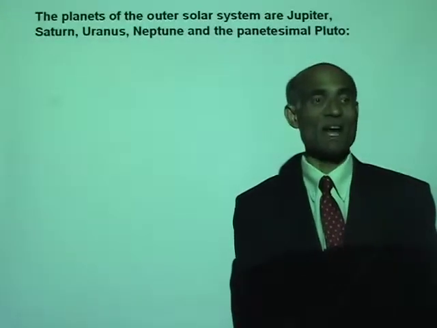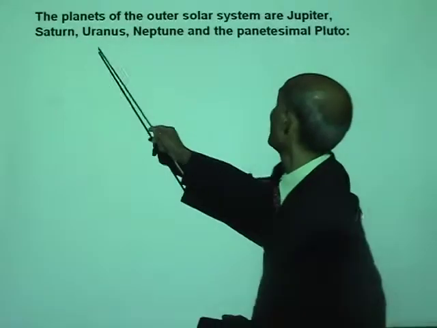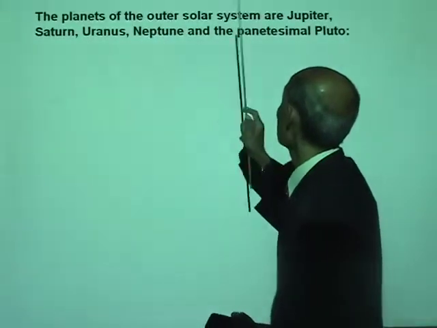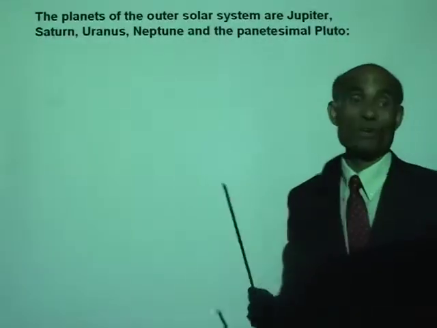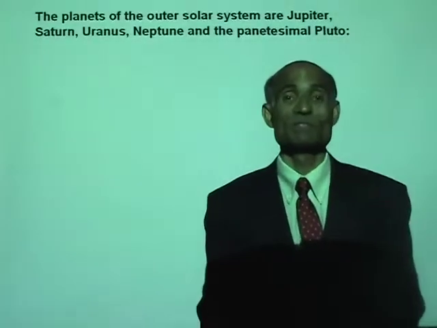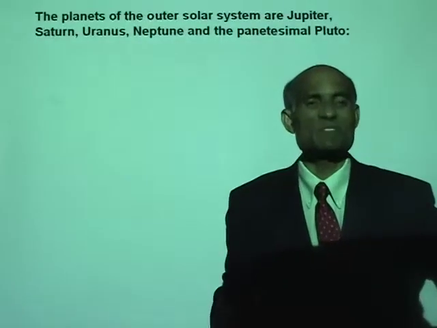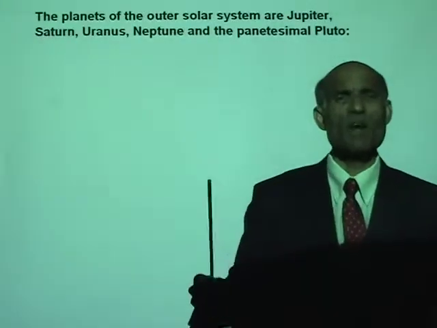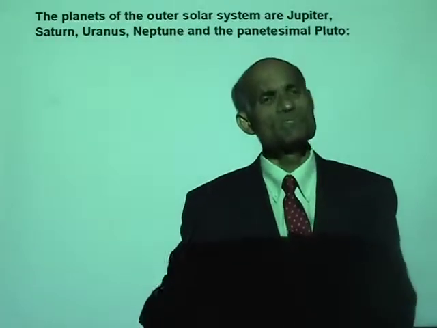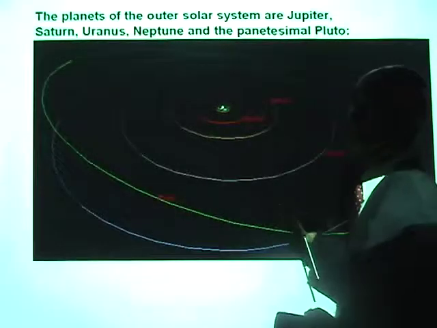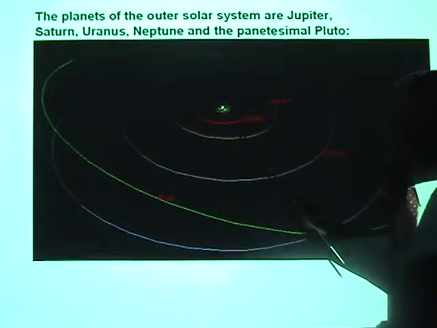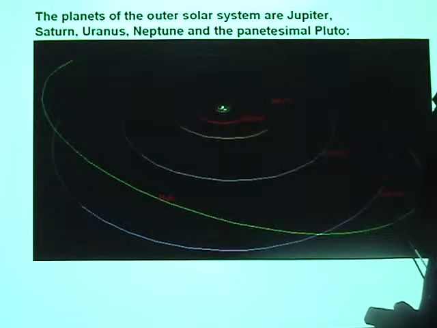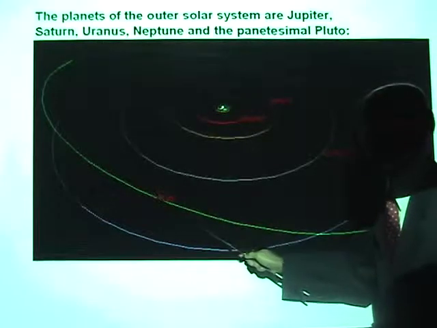Now, the planets of the outer solar system. What are the planets of the outer solar system? We have Jupiter, Saturn, Uranus and Neptune. Although Pluto was a planet some time ago, at the moment it is being declassified and now it is called a planetesimal. It doesn't qualify to be a planet. We will talk about why. I have also shown Pluto here.